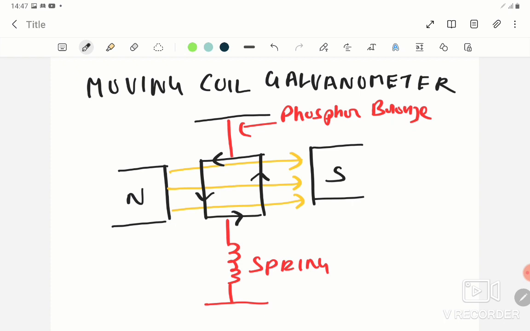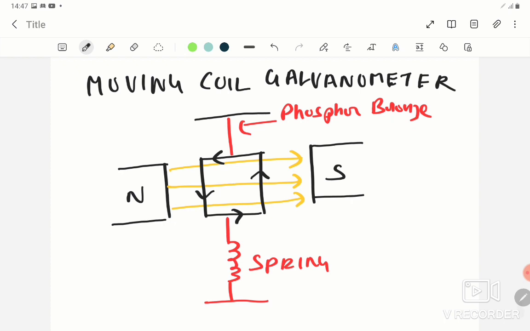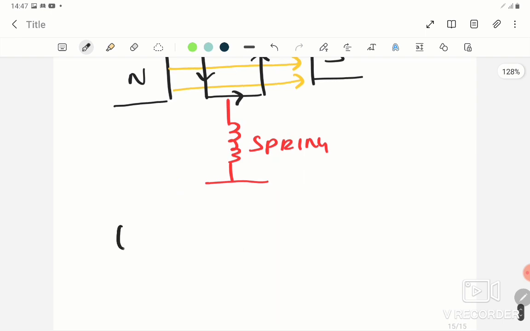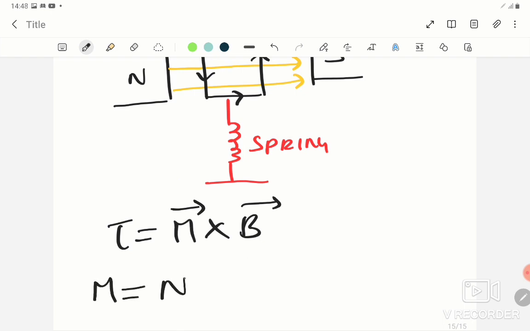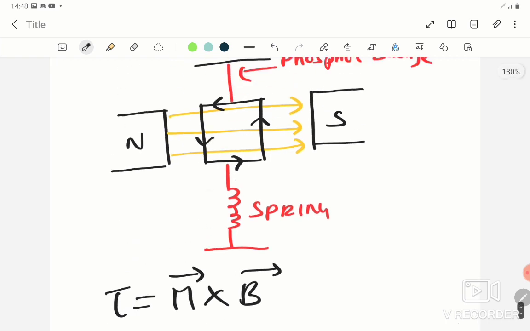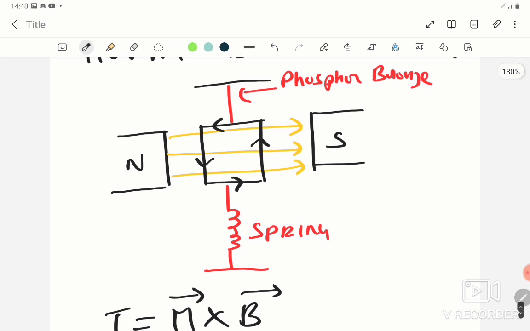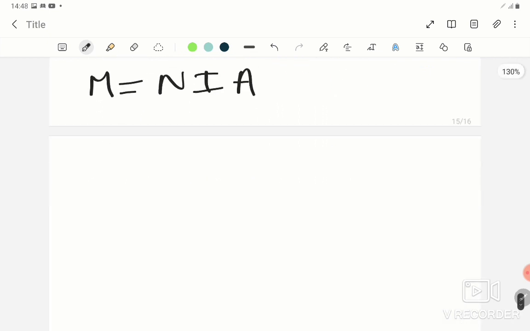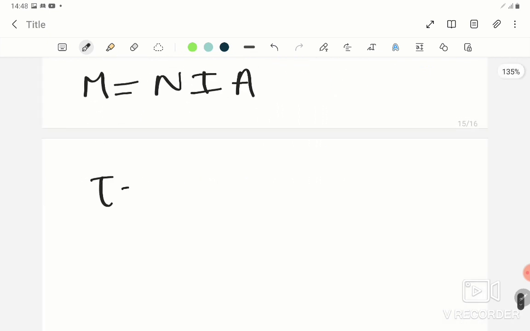current carrying loop. We saw in the last slide also that this torque acting on the loop will be given by the equation M cross B, where M is known as magnetic moment of the loop and magnetic moment of loop is given by the equation NIA, where N is number of turns of loop, I is the small current flowing through the loop and A is the area vector of this loop. Now guys, if we substitute this value, we'll obtain the overall torque as torque is equal to NIAB.